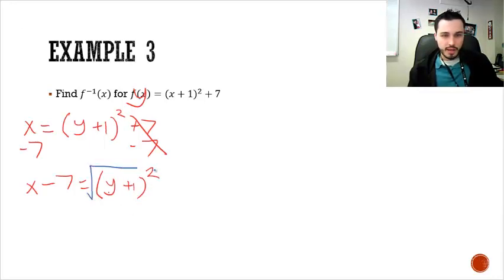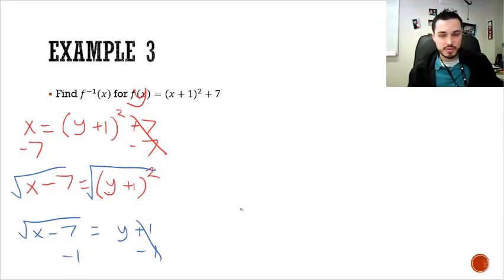So I have to cancel the squared. Now I've got the square root of x minus 7 equals y plus 1. Subtract 1. Subtract 1. Again, I can't subtract 1 from the 7 because it's inside the square root sign. So then I'm left with the square root of x minus 7 and then a minus 1 is equal to y. Since I've solved for y again, that is my inverse function.